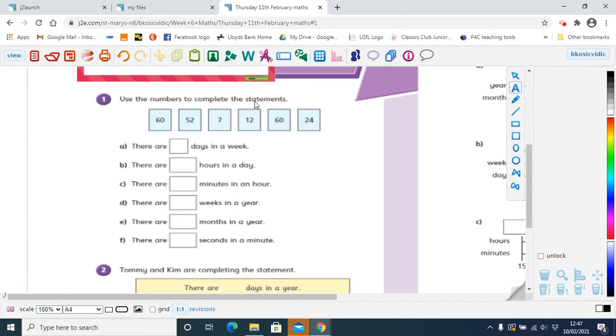Use the numbers to complete the statement. In this question, you have to look at the set of numbers that you have got in these little boxes, and you need to just write the appropriate amount in each of the boxes that follow.